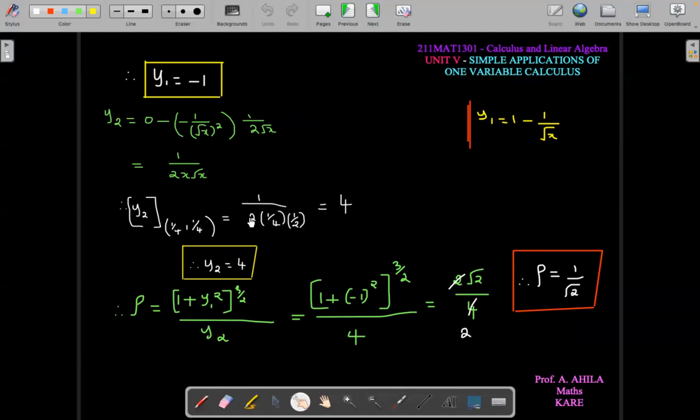Now find the value of y2 at the given point 1 by 4 comma 1 by 4. That is 1 by 2 into 1 by 4. Root of 1 by 4 is 1 by 2. Simplifying, we get y2 equal to 4. Now substitute in the radius of curvature formula, rho equal to (1 plus y1 square) the whole power 3 by 2, by y2. That is 1 plus minus 1, where y1 is minus 1, the whole square, and y2 is 4. So (1 plus minus 1 the whole square), the whole power 3 by 2, by 4, that is 2 root 2 by 4. Cancelling, we get rho equal to 1 by root 2.